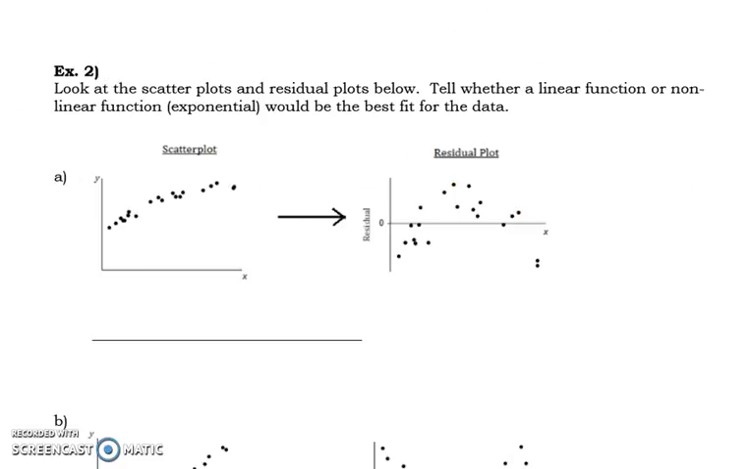Okay, so for example 2, we're going to look at the scatter plots and the residual plots below and tell if a linear function or a nonlinear function would be the best fit of the data. So what I want you to do is press pause. I want you to do A, B, and C on your own. Tell me, based on the residuals, should we be using a linear regression or a nonlinear regression?